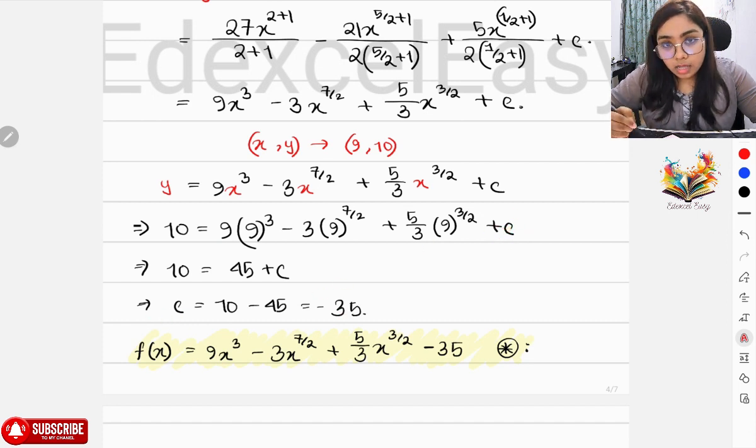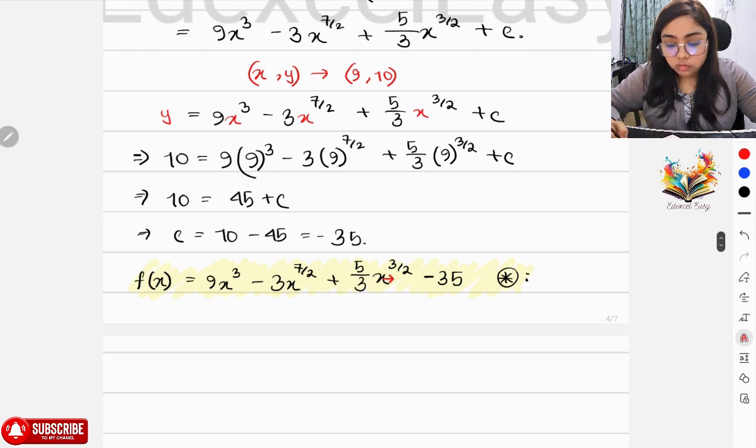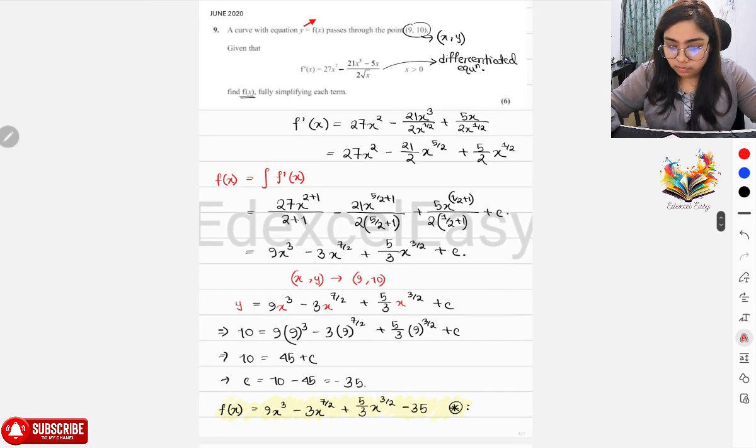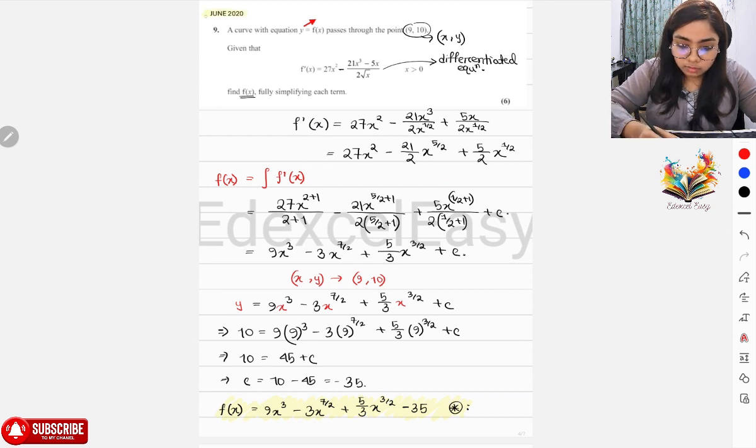And for the last part, I'll write the original equation again, and instead of writing c, now I'll write the value for c. And that is the final answer over here. I'll just zoom out so you guys can have a look. Okay, with this, our basic integration maths comes to an end.